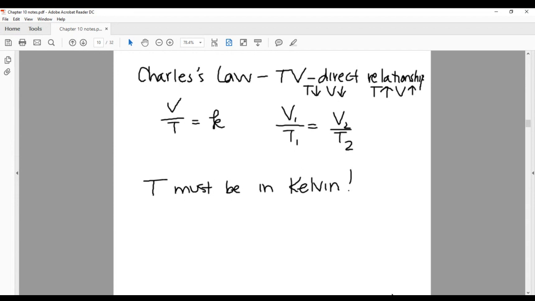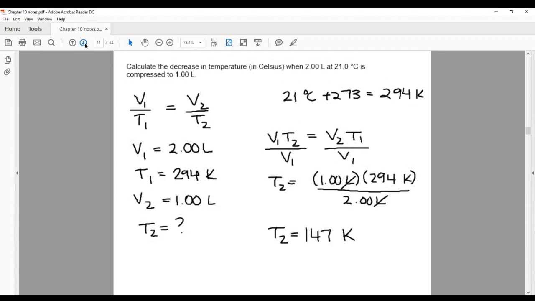Volume, it doesn't matter. Typically it's going to be in liters, but it doesn't matter. But temperature must be in Kelvin when we look at Charles's law. So here is an example of a Charles's law problem.